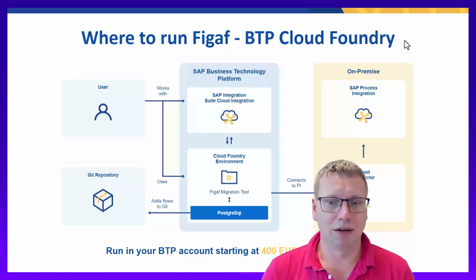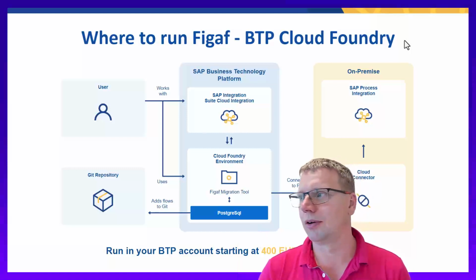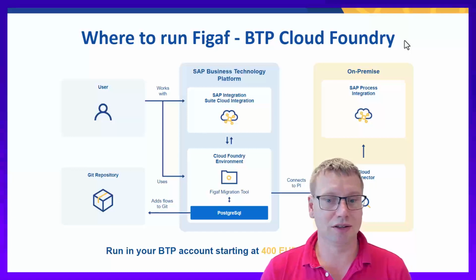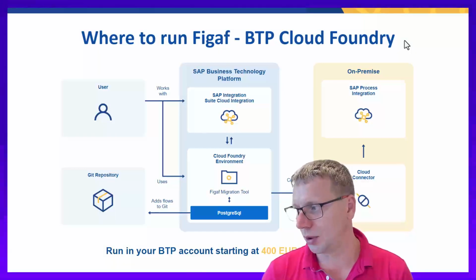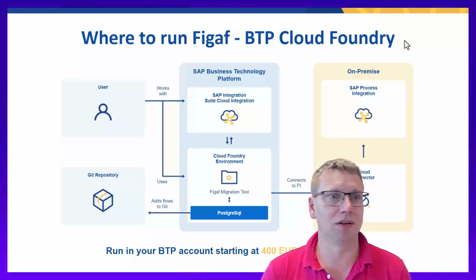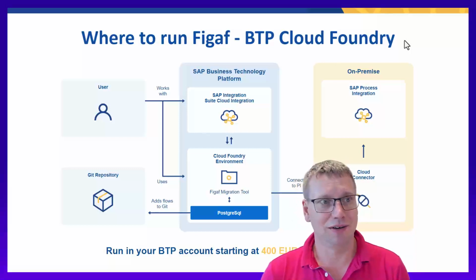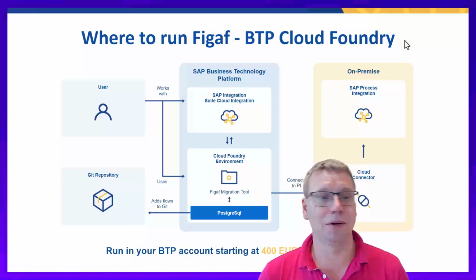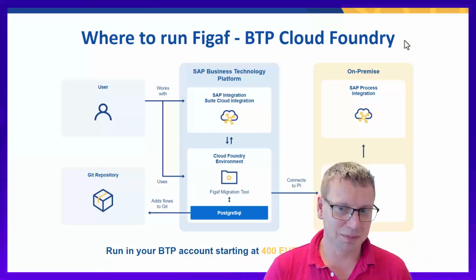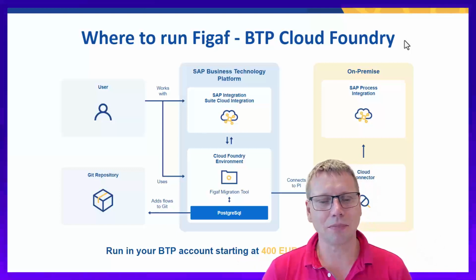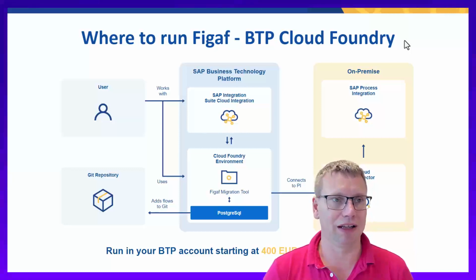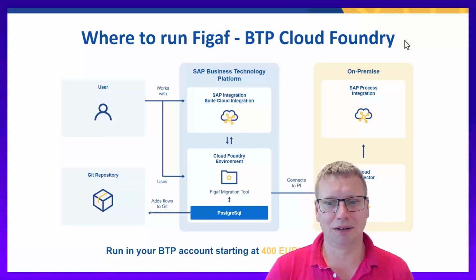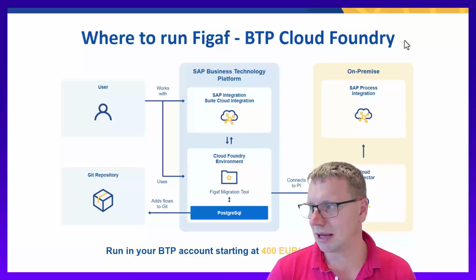We normally recommend newer customers to deploy FIGAF in BTP Cloud Foundry. It is by far the easiest process. It costs, now it says 400, I think we are 200 or 300, because you don't really need a large FIGAF instance in most cases. Obviously, it depends on your use case, the number of users and how big a landscape you have. But it's not really a big investment.